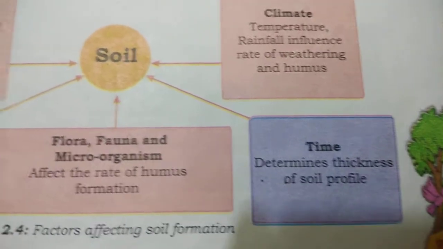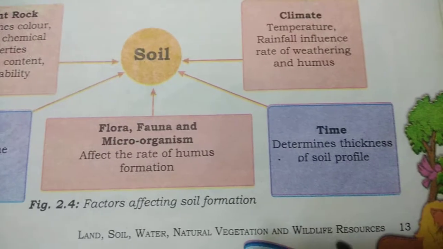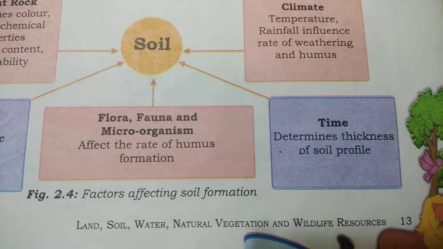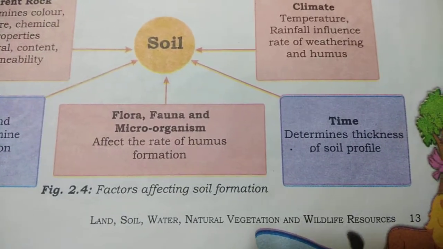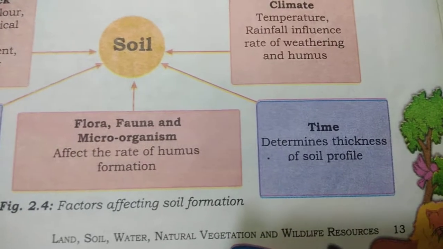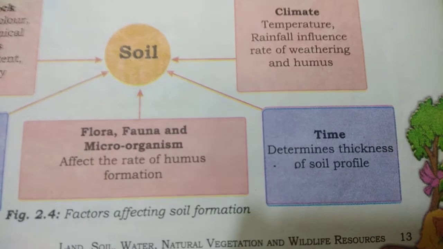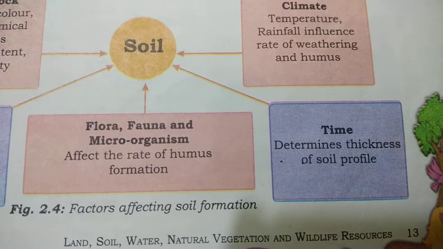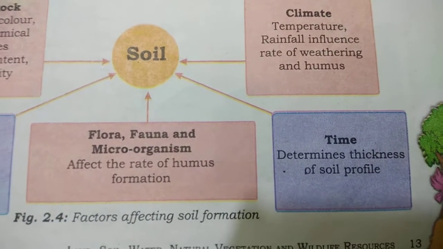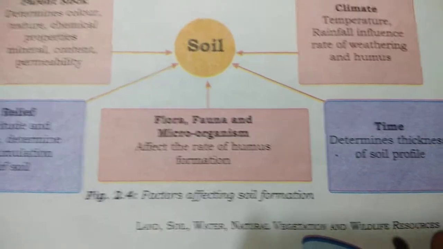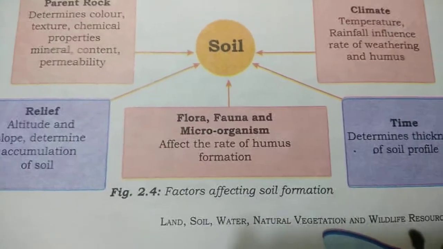And the last is time. So you see, soil formation takes a lot of time. It is said usually 1,000 years may pass to form 2.5 centimeters of soil. So time determines the thickness of the soil. In places where there is hot climate and too much rainfall, weathering takes place faster, so soil formation will be faster there. But generally we say to form 1 inch of soil, it takes thousands of years.